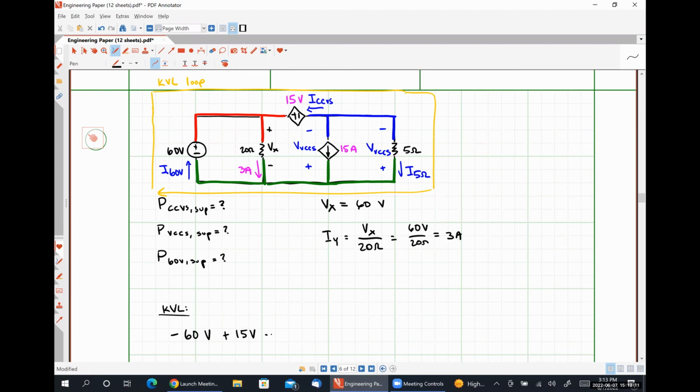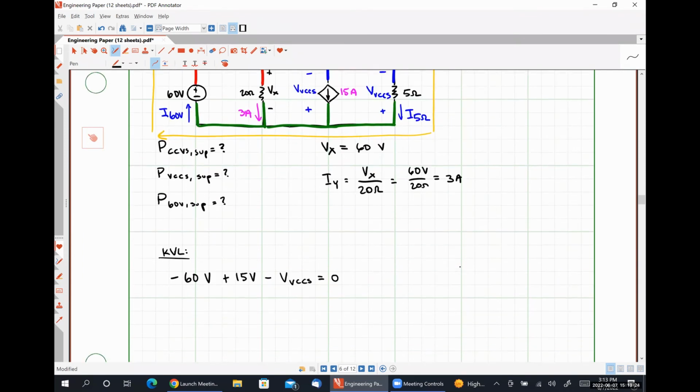Then we see the negative polarity terminal of our voltage drop across our 5 ohm resistor. So we have negative VCCS and set this equal to 0. And then a little bit of algebra gives us 60 volts minus 15 volts, which is 45 volts. Does that make sense? Yes, sir.